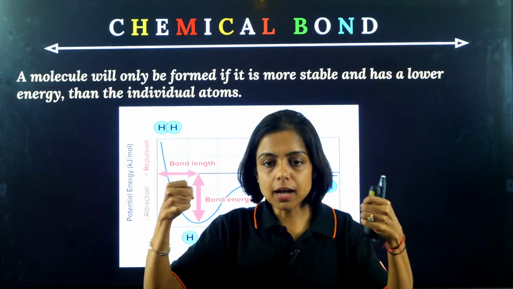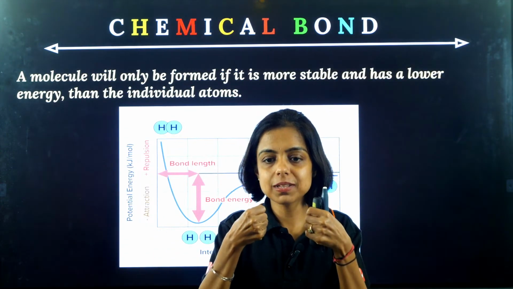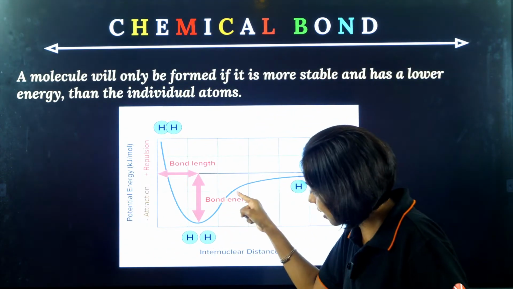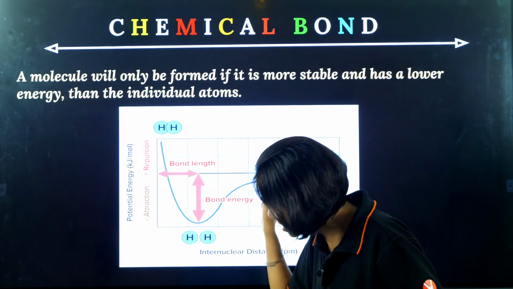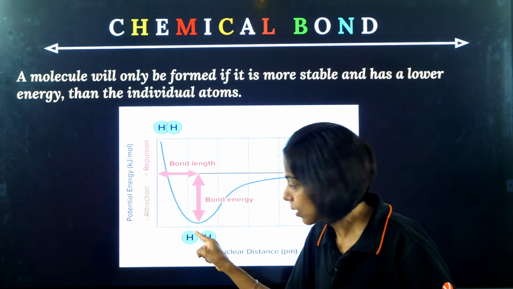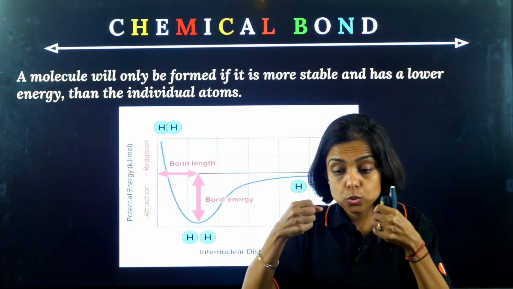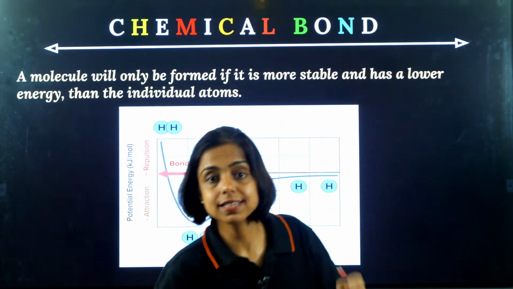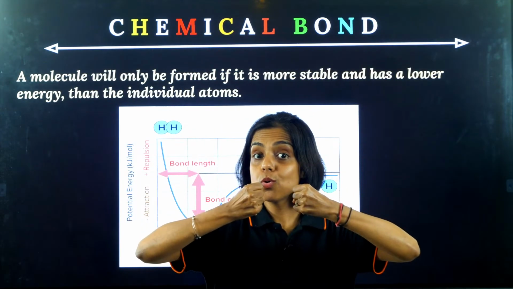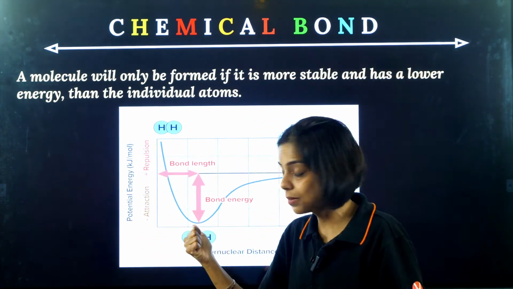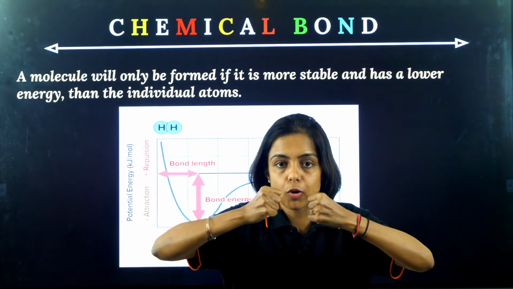When they come close at an optimum distance, they start attracting. More attraction means lesser energy. You can see there's a dip, there is a minima. At this minima, there is bond formation, maximum attraction. Two atoms at an optimum distance are making a bond. Most stable, lowest energy. This dip, this minima shows that state of chemical bond formation.